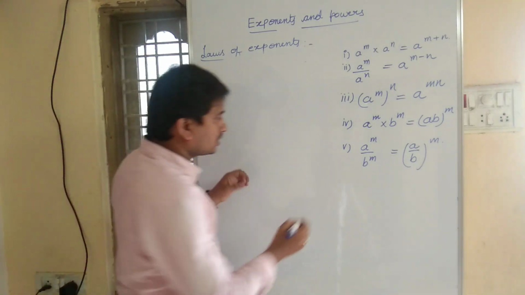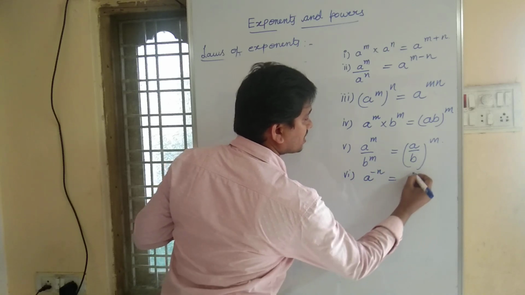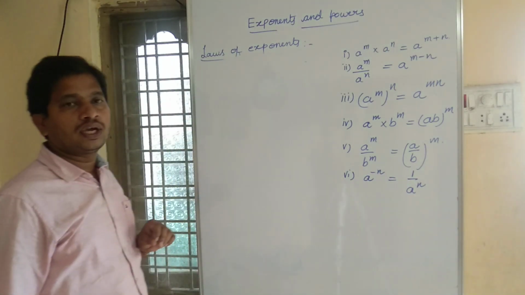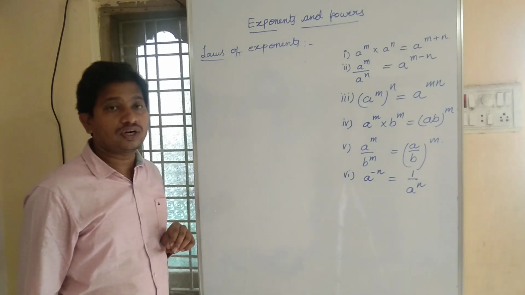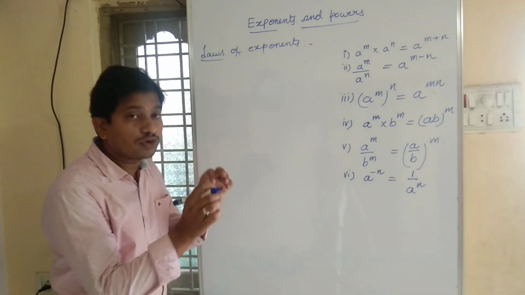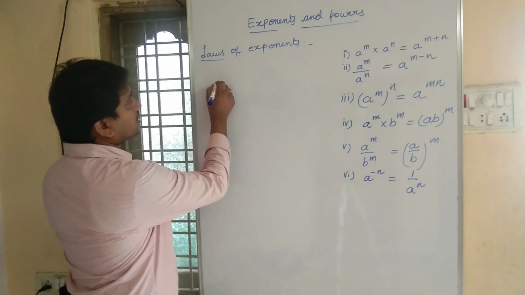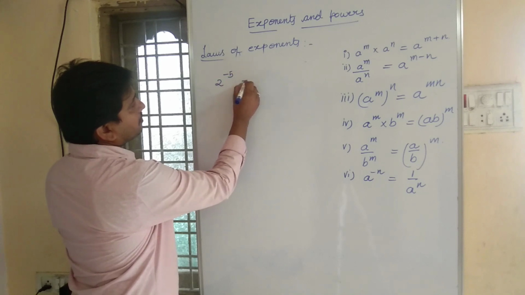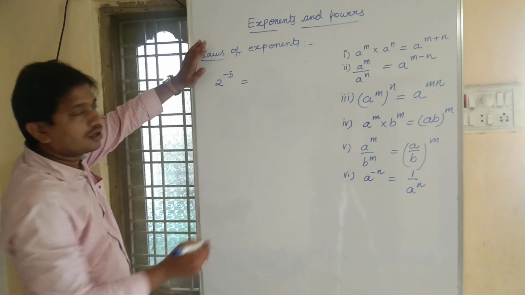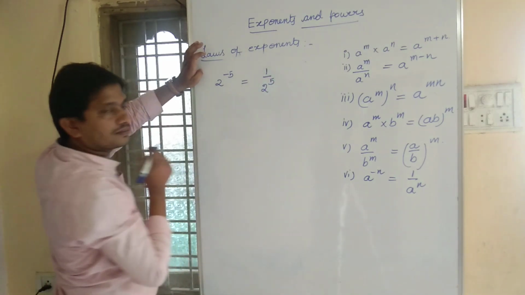Now coming to the sixth law of exponent, a power minus n we can write as 1 by a to the power n. We can also call it the negative law of exponent. Children, which is important, a power minus n is equal to 1 by a power plus n. For example, 2 power minus 5, how can we write it? We can write it as 1 by 2 power plus 5, children.